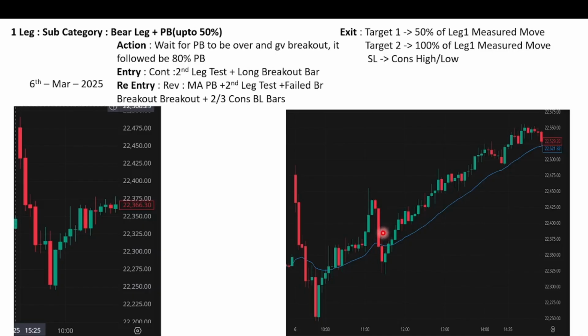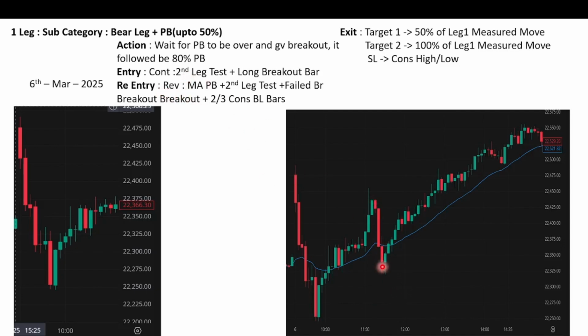So we should keep a very tight trailing SL just in case it goes in the opposite side. It went a little lower, but immediately we got 2 consecutive bull bars or 3 consecutive bull bars. You can exit at either one of those, and the re-entry will be a reversal entry.